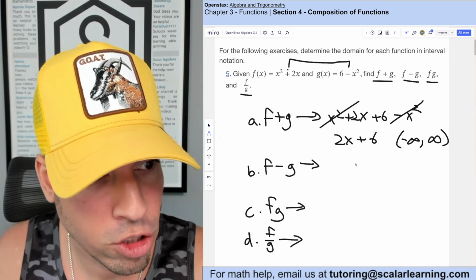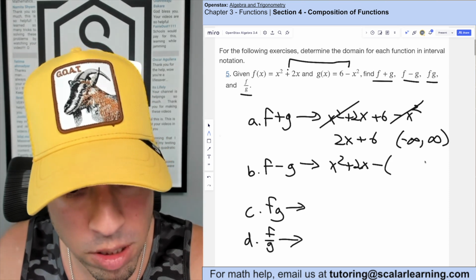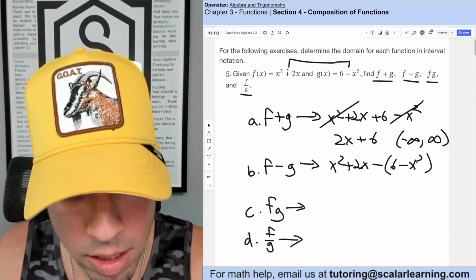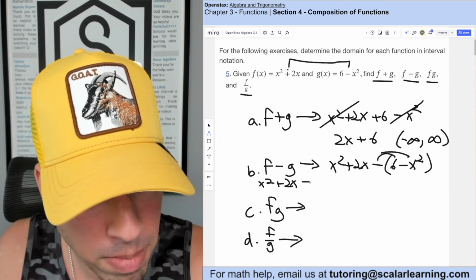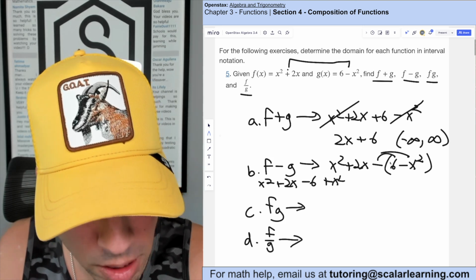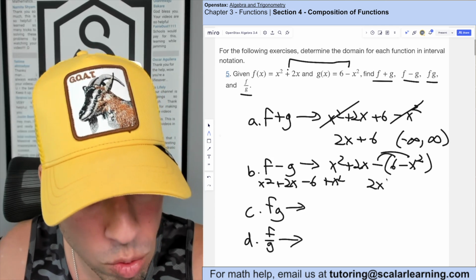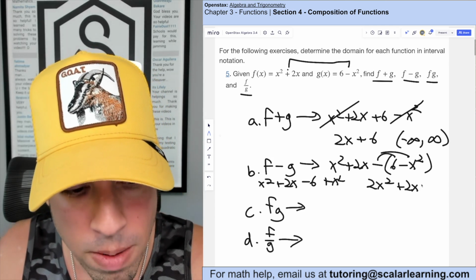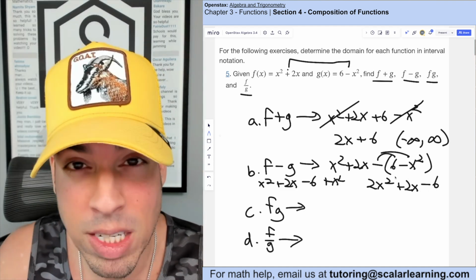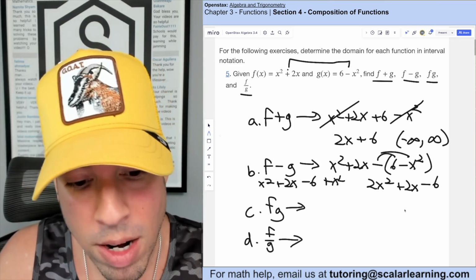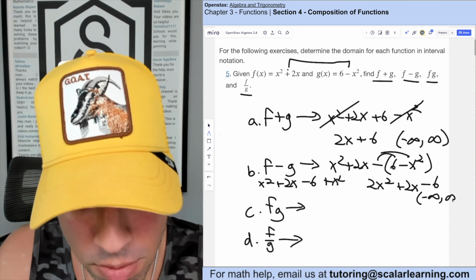What about f minus g? So that's x squared plus 2x minus g of x, and we'll put it in parentheses, which would be 6 minus x squared. So we're going to distribute that negative. We get x squared plus 2x minus 6 plus x squared. Double negatives cancel out. So then we combine like terms. That's x squared plus x squared is 2x squared plus 2x minus 6. So once again, there's nothing here that I'm going to plug in that's going to give me an issue like a square root of a negative or dividing by 0. So once again, domain is all real numbers, aka negative infinity to infinity.